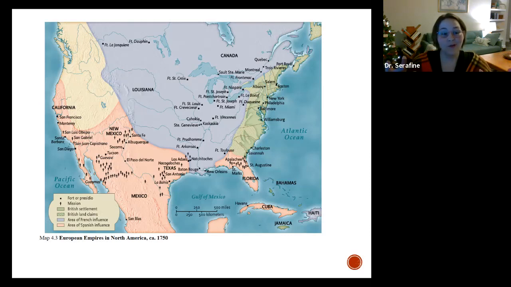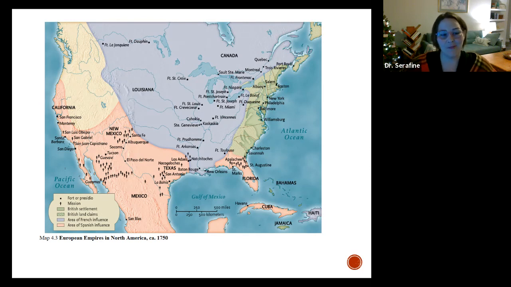The 7 Years' War is a global war. So from a European perspective, this is going to be the 7 Years' War, and it's a global war between empires that have been fighting each other in the Americas: Spain, France, and England. This is the imperial map circa 1750. The French and Indian War is going to absolutely demolish these French claims and remake this map.